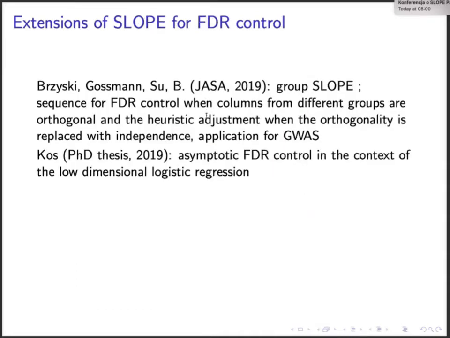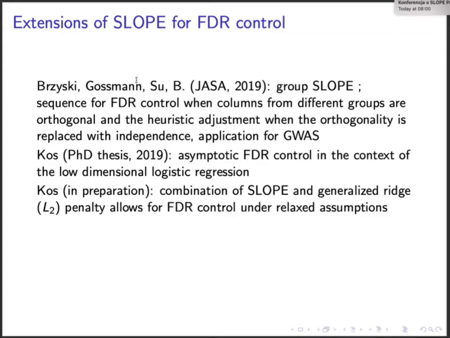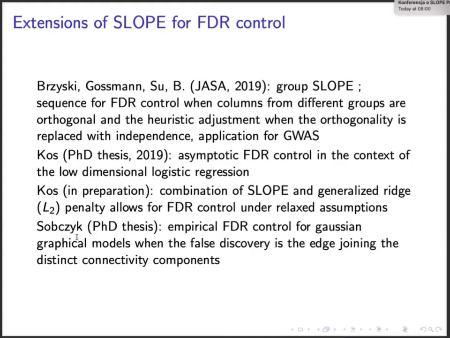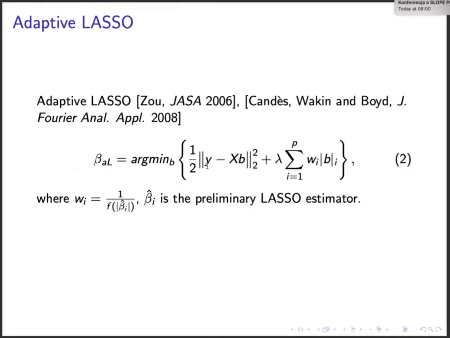Maybe I will skip this paper because there is not much time left, I guess only 10 minutes. So we have several extensions of SLOPE for FDR control. Some things are still in the working phase. Specifically, Michał Kos is now working on the combination of SLOPE and generalized ridge penalty. So we combine SLOPE and L2 penalty, and we find out that we can relax assumptions for false discovery rate control with these methods. We also now use SLOPE for graphical models and have some preliminary results on the false discovery rate. But maybe let's skip this.